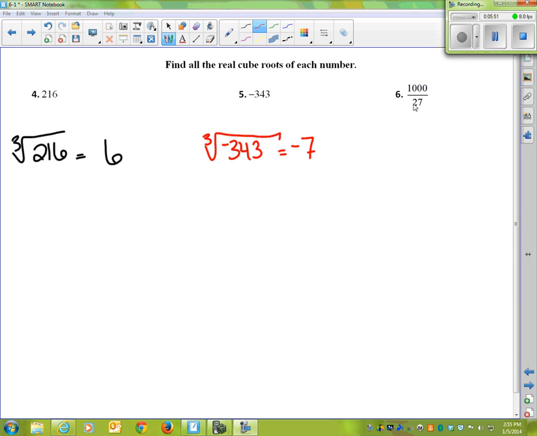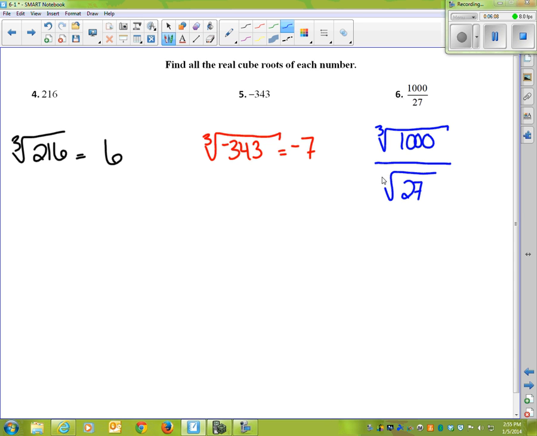The last one I want to go over on a cube root is what do you do when it's a fraction? We're simply going to take the cube root of each number. So find the cube root of 1,000, and as separate, find the cube root of 27. The cube root of 1,000 is 10, and the cube root of 27 is 3. So 10/3 is your answer.